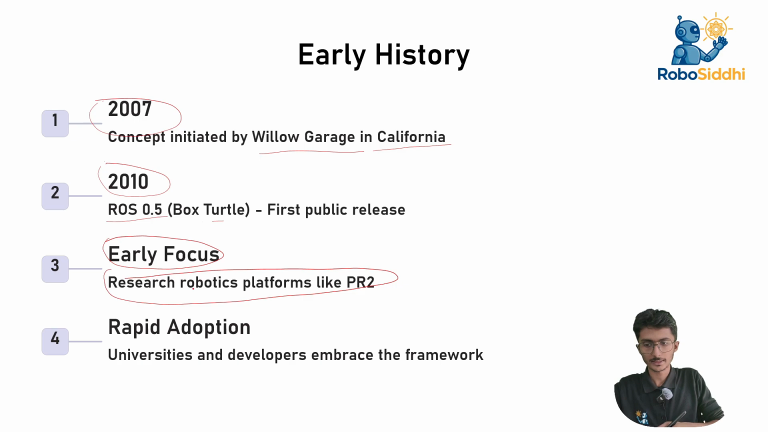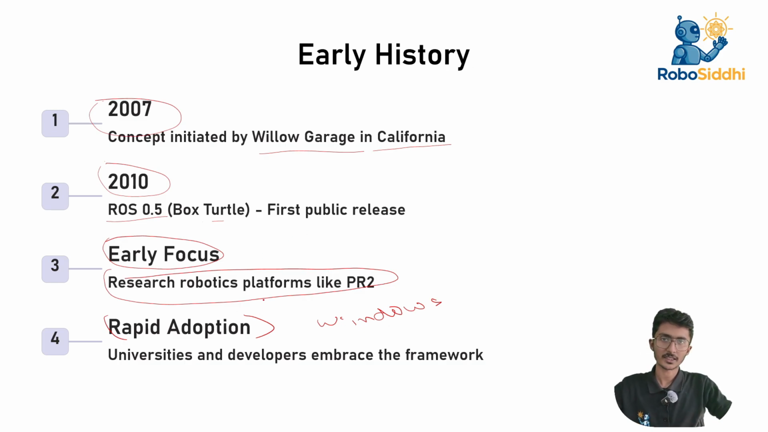Then they achieved rapid adoption. What do you mean by rapid adoption? Take Windows as an example. My PC is running Windows. Most of the computers in the world use Windows because it was rapidly adopted by people. Why? Because it was very easy to use, very friendly, and it did not cost much.